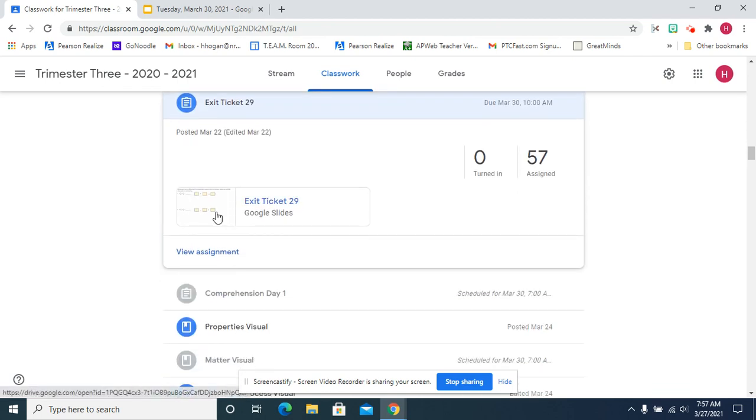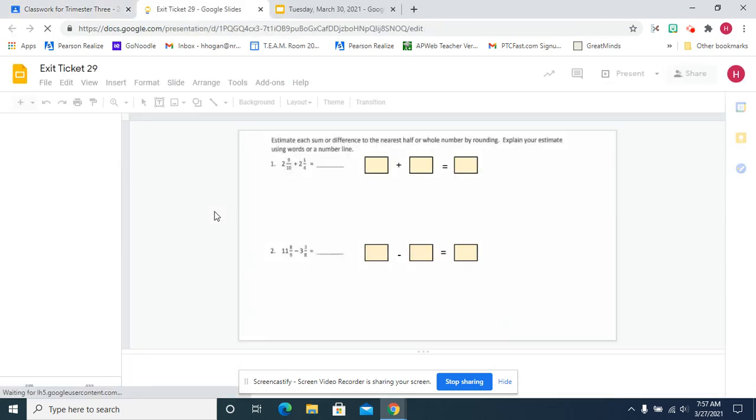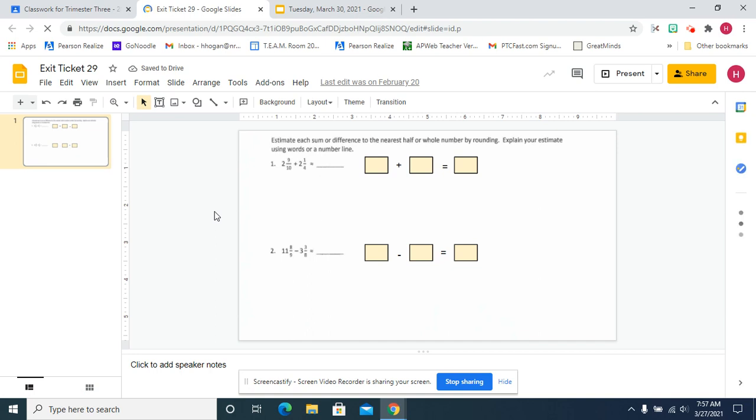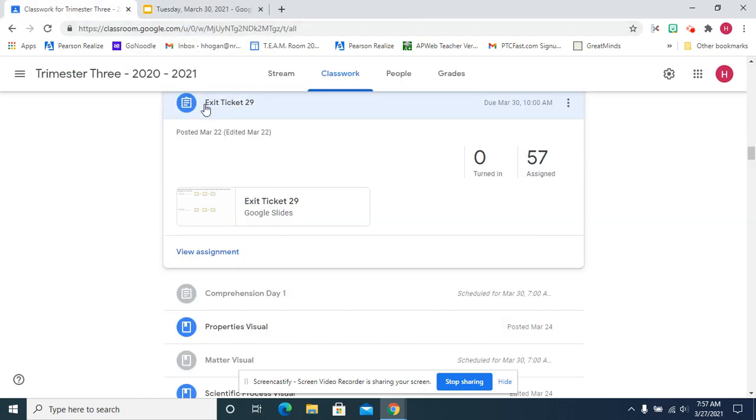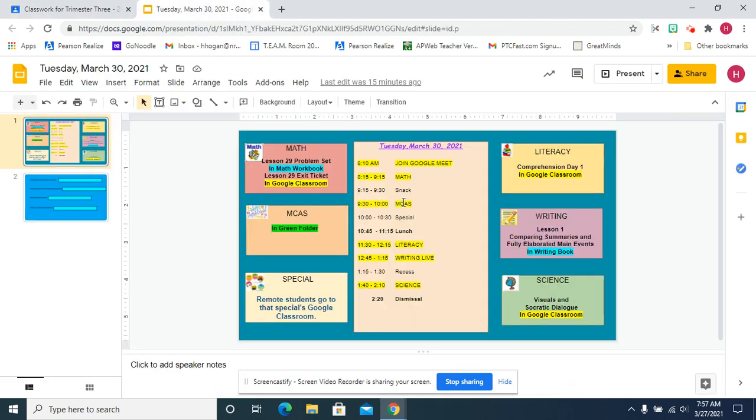Exit ticket 29. So we're starting a new topic. And we're going to estimate each summer difference to the nearest half or whole number by rounding, and then estimate what your answer will be. That's always a great math tool to use, estimation.